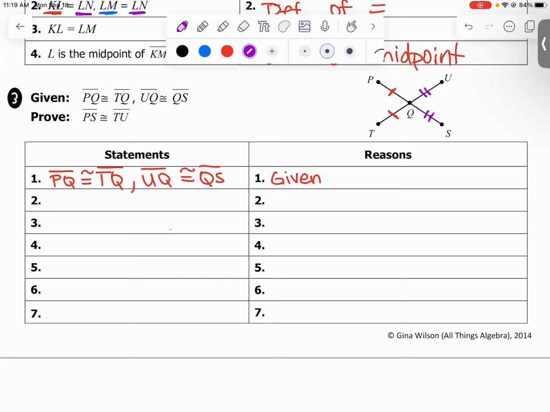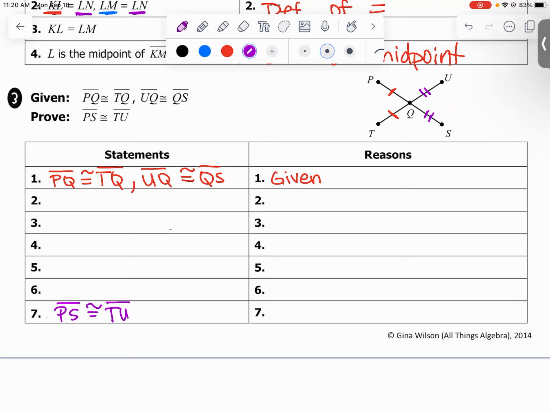Our very last step is going to be PS is congruent to TU. That's where we need to end. We don't know the reason yet, but we know that's where we need to end. What are we working with here? At the very end of this, we need this entire segment to be congruent to this entire segment.